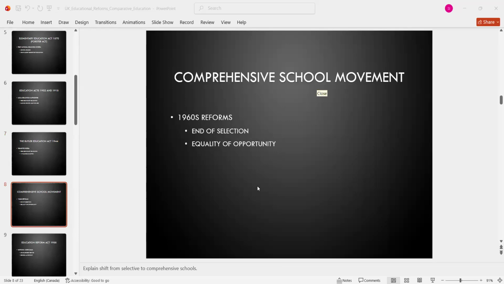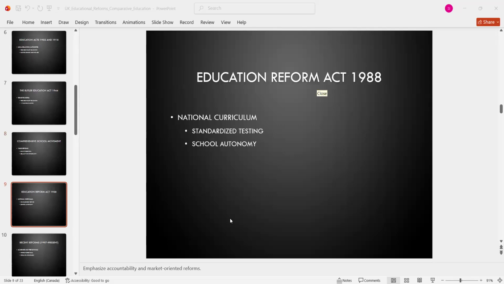And the other thing, comprehensive school movement. 1960 reforms, right? So it's very close to us. End of selection, equality of opportunity. I'm going to explain in the notes also, it will be more in detail. So end of selection and equality of opportunity.